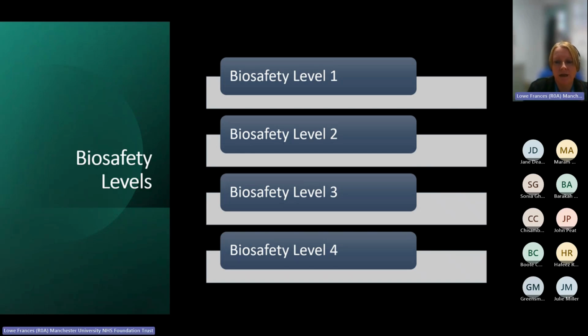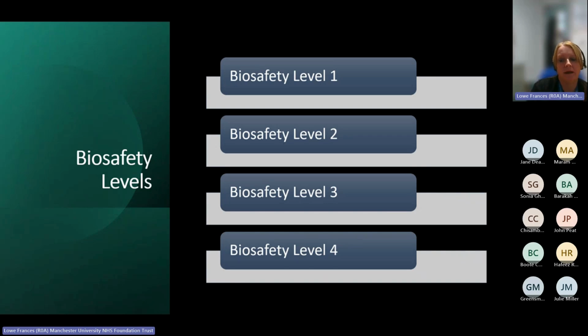Then we've got level 3. Common examples of microbes which are found in level 3 labs include yellow fever, West Nile virus, and TB. Microbes found in level 3 settings are really serious, and so the work is often strictly controlled and registered through government agencies, and lab personnel are also required to have medical surveillance. They may be the ones, like I said earlier, that need extra immunisations because of the work that they're doing.